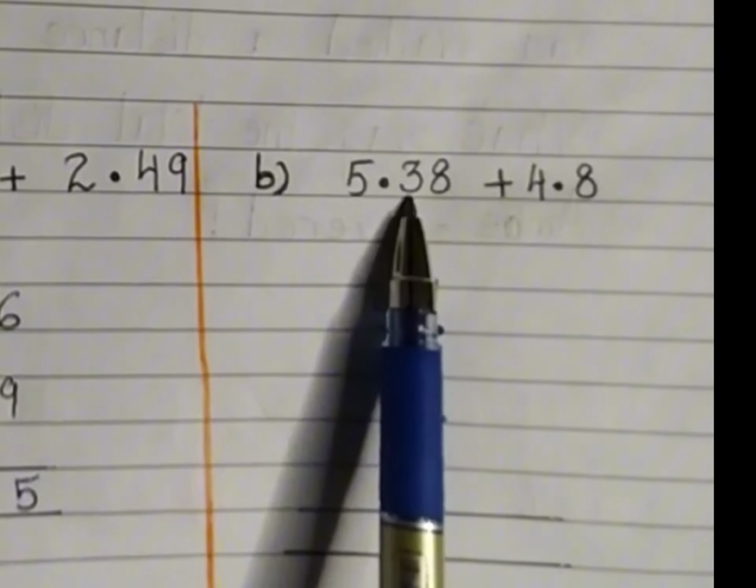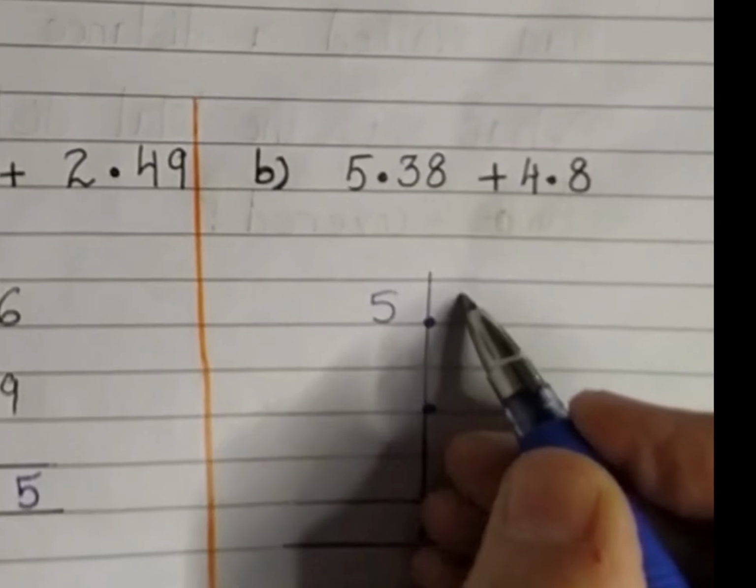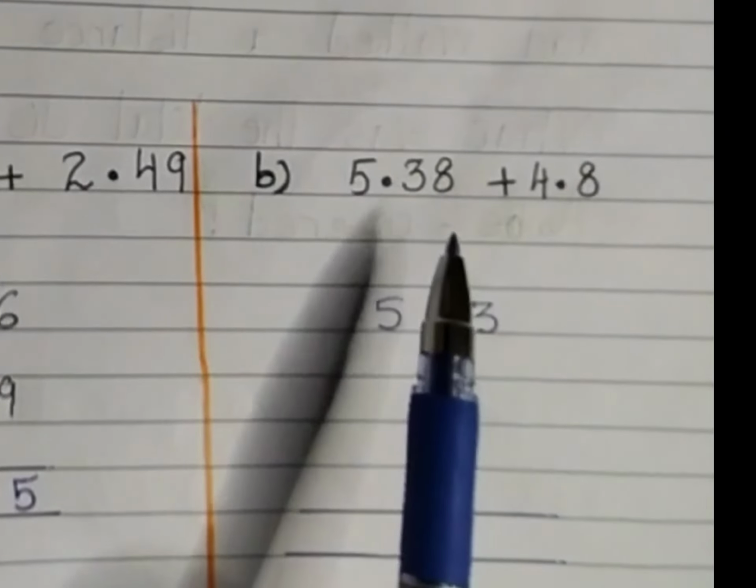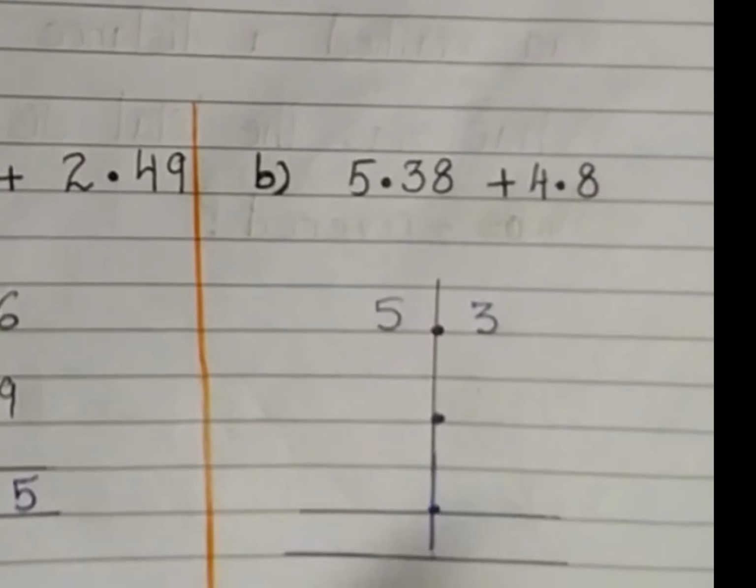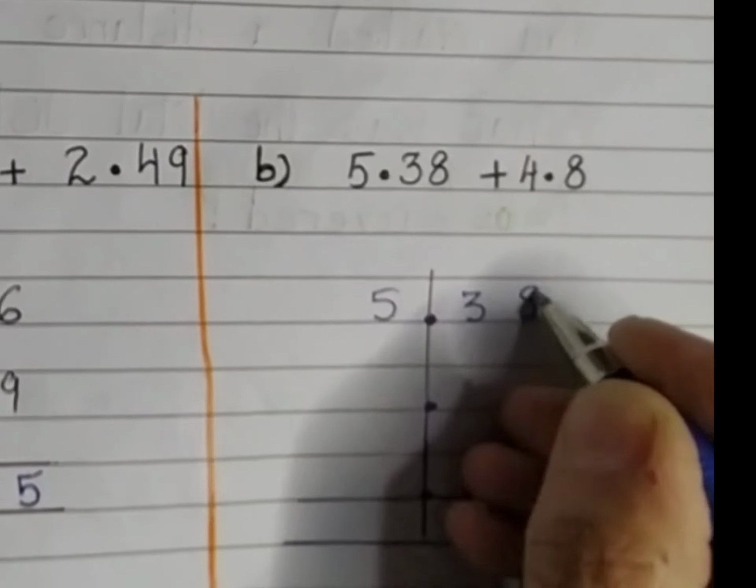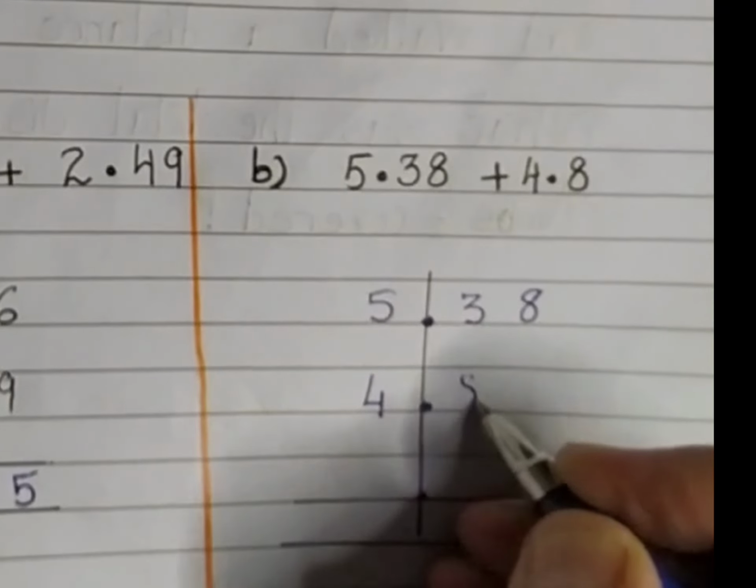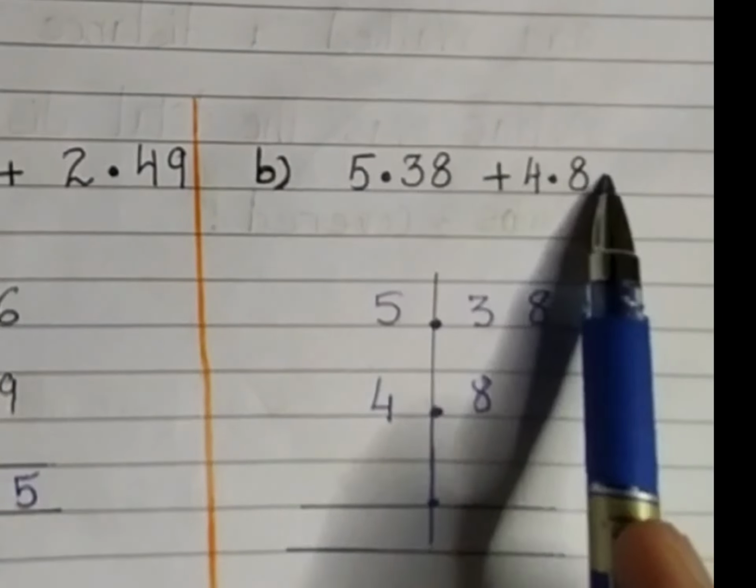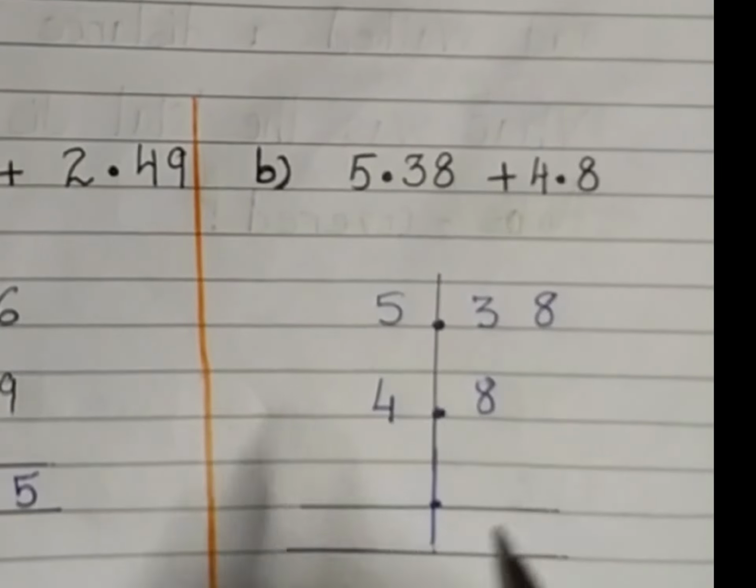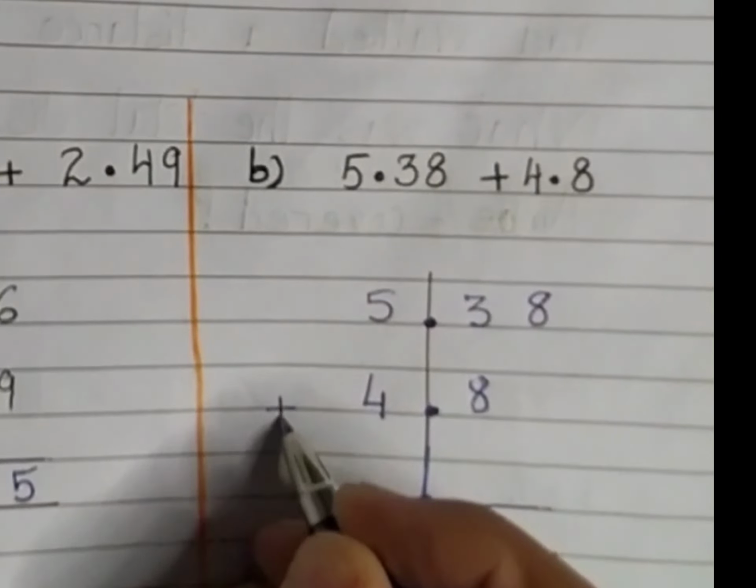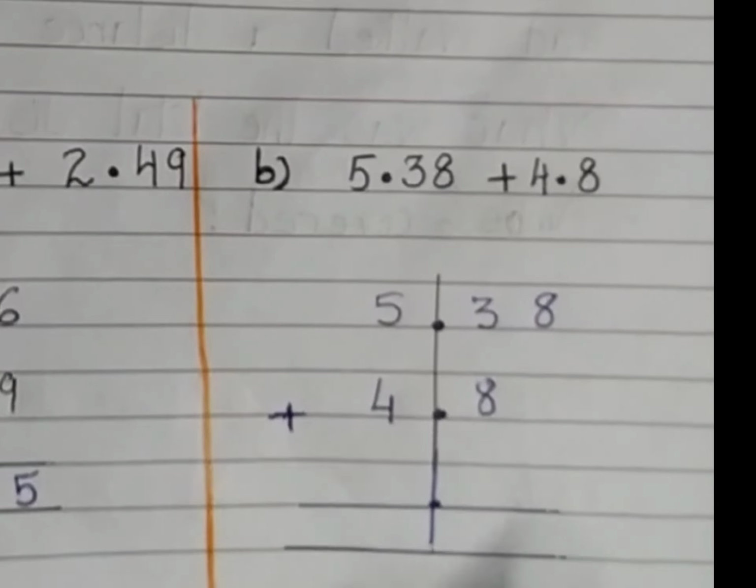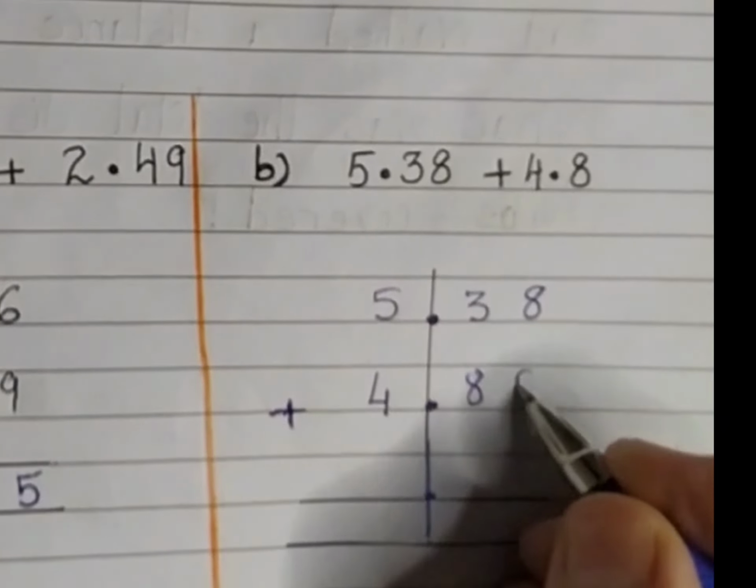What is standing in the 10th place? 3. I'm going to write down 3. And where does 8 stand? In the 100th place. So I'm going to write down 8 in the 100th place. Moving on to the next number, which is 4. Whole number. I will write down 4 here. And what is standing in the 10th place? We have 8 here. Do we have anything standing on the 100th place here? There is nothing here. So since we are doing addition, I'm going to put an addition sign here. And I would love to just fill in this gap with a 0.